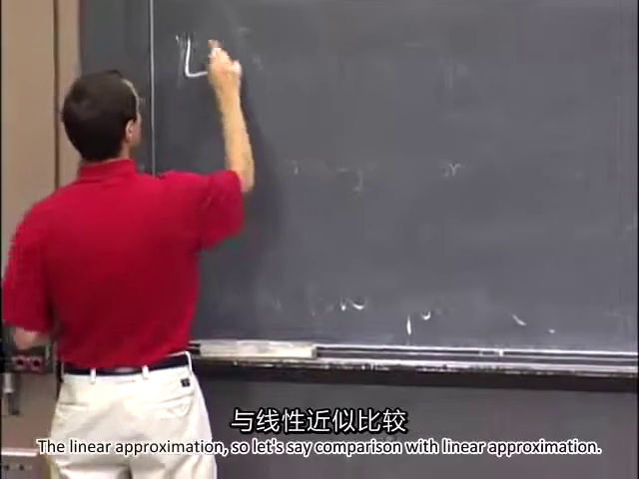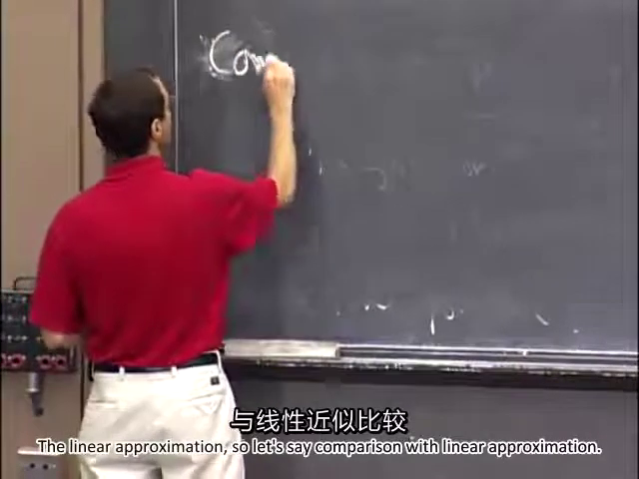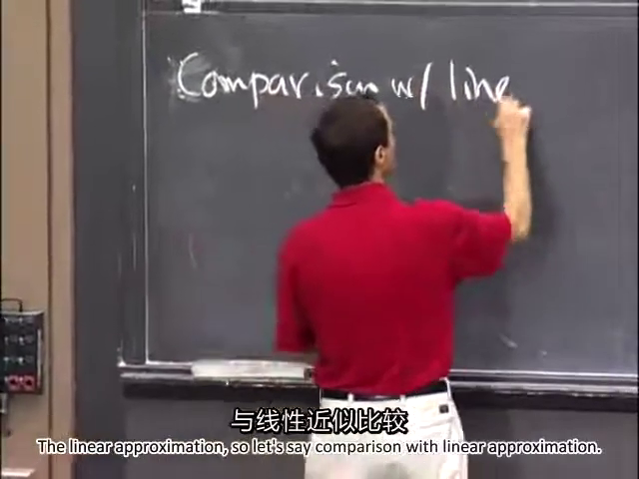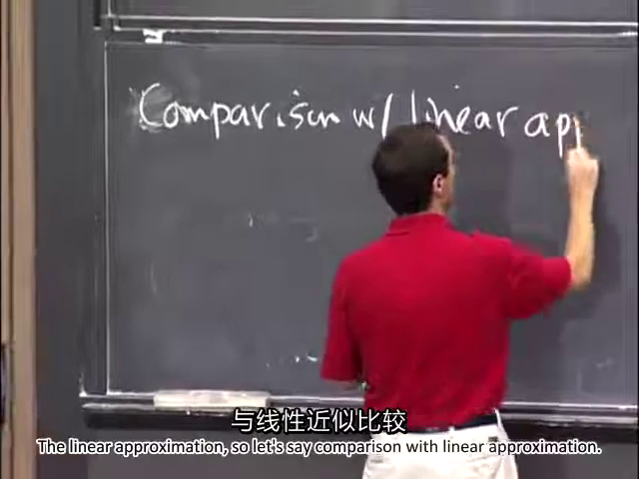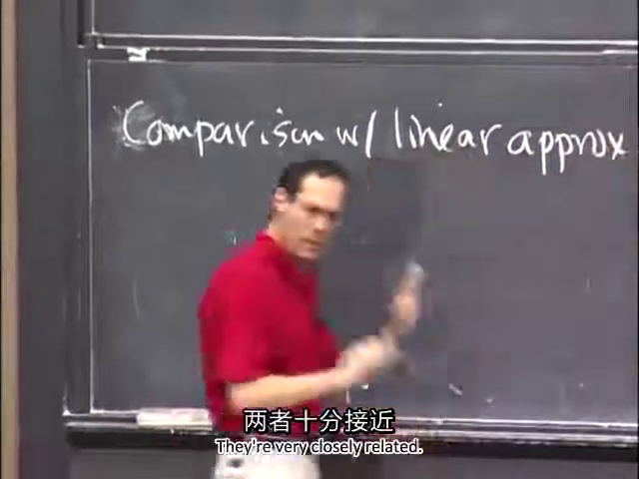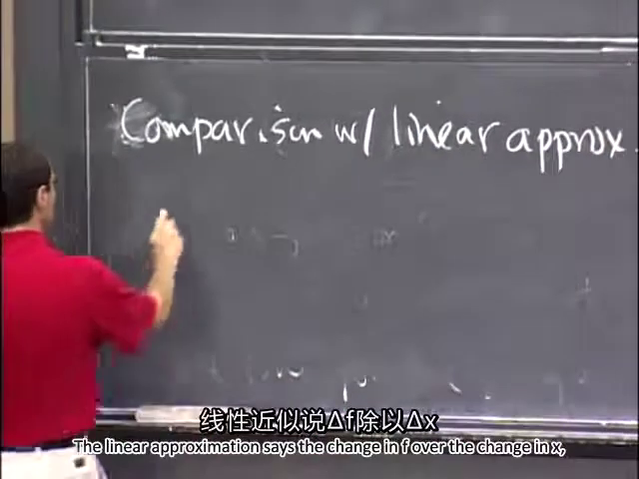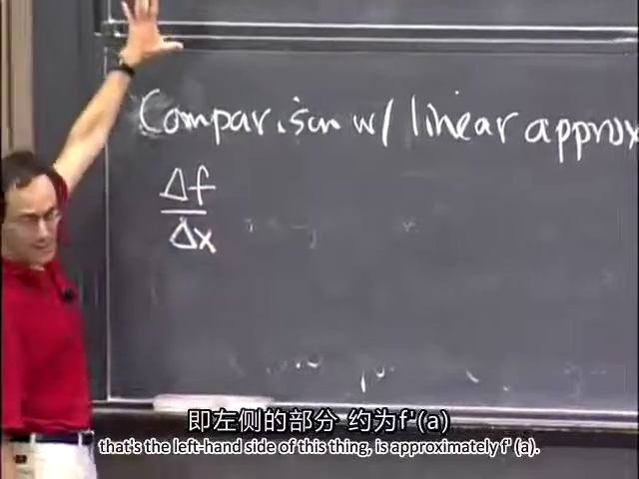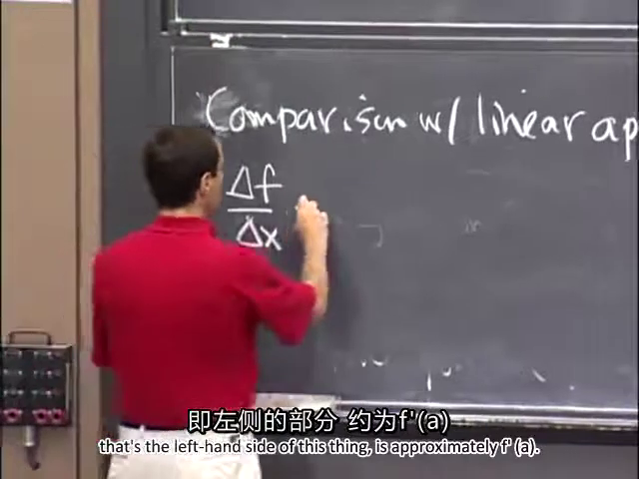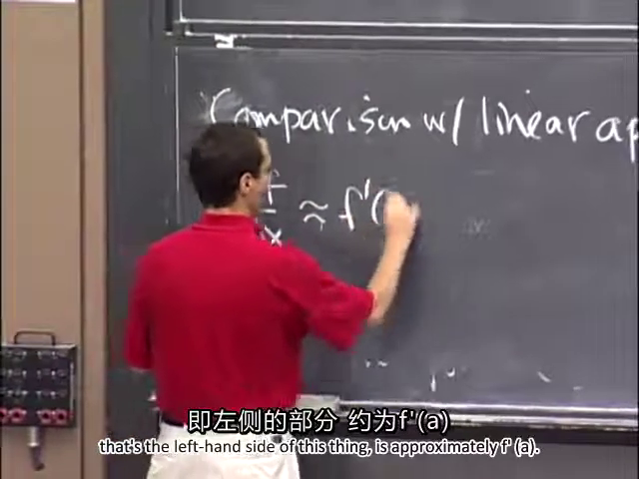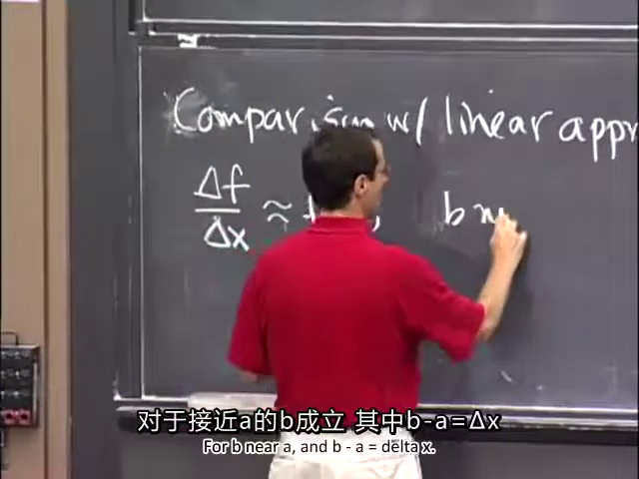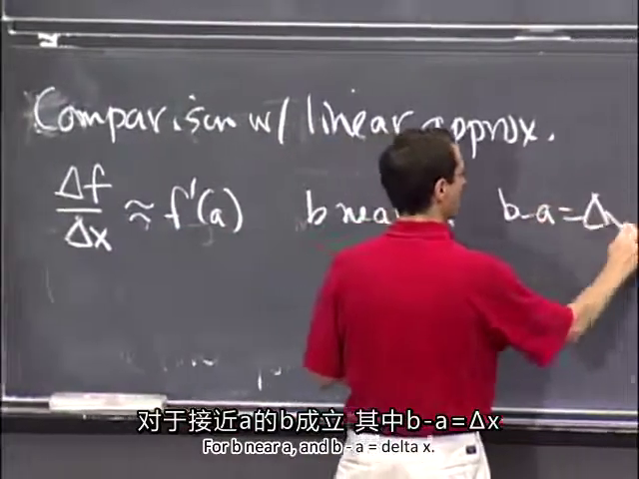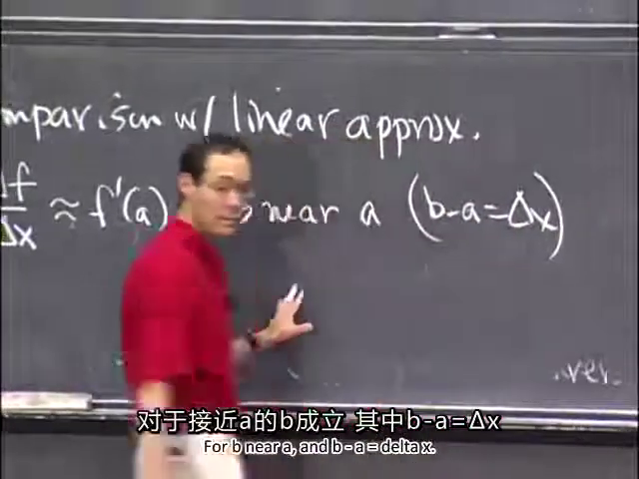The linear approximation, so let's say comparison with linear approximation. They're very closely related. The linear approximation says the change in f over the change in x, that's the left-hand side of this thing, is approximately f prime of a for b near a, and b minus a is equal to delta x. All right?